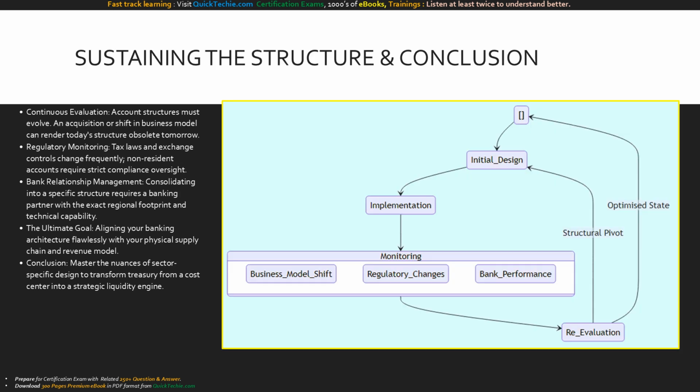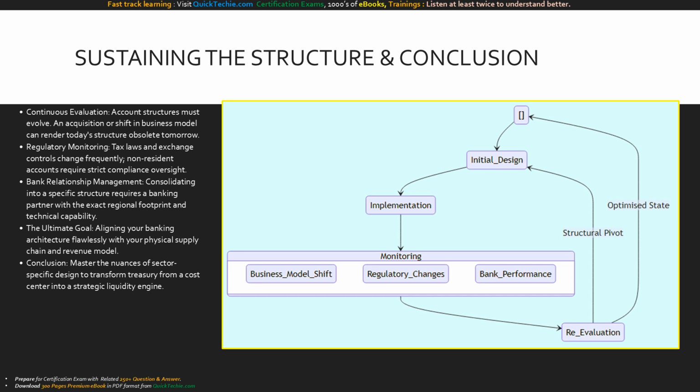corporate profitability. As we conclude our session, it is vital to remember that an account structure is not a set-it-and-forget-it exercise. It requires continuous evaluation. If your manufacturing firm suddenly shifts to a direct-to-consumer e-commerce model, your legacy account structure will become obsolete overnight. Furthermore, you must engage in rigorous regulatory monitoring. Tax laws and capital controls shift constantly, and complex setups like non-resident accounts demand strict, ongoing compliance. Always ensure your bank relationship management is proactive. Your chosen architecture is only as strong as your banking partner's technical capability to execute it.